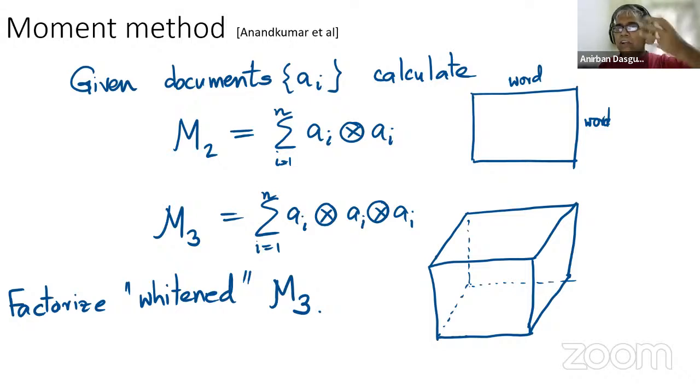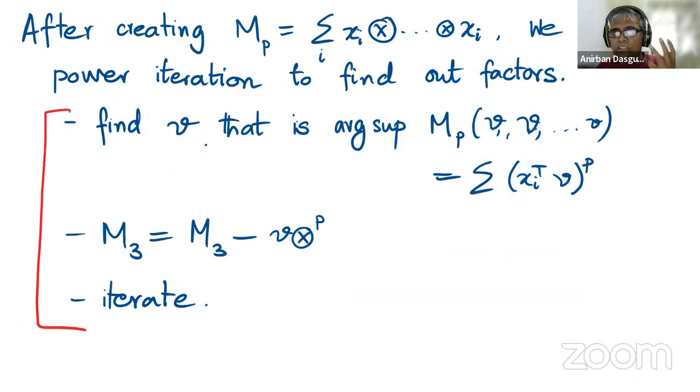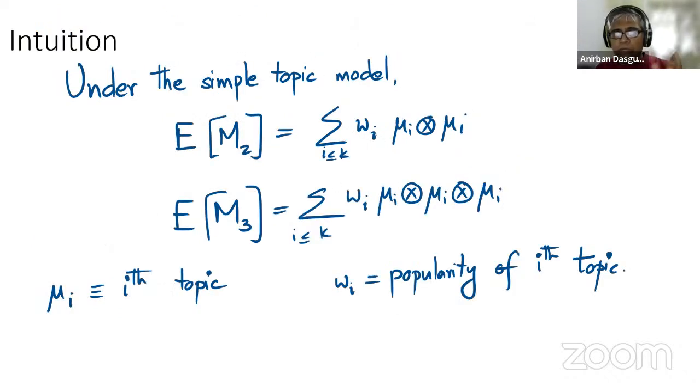So what do I do? Given the documents Ai, each document is being represented as a vector of the words. If I were interested only in calculating the covariance matrix, I calculate this matrix M2, which is the tensor of Ai with Ai itself, right? And a third order tensor could be Ai tensor Ai tensor Ai. That's the third order moment. Then in order to find the topics, I can factorize this moment tensor M3, right? And the factors that I will get will give us ideas about what the original topic distributions, the original mu(i)s, were, right?